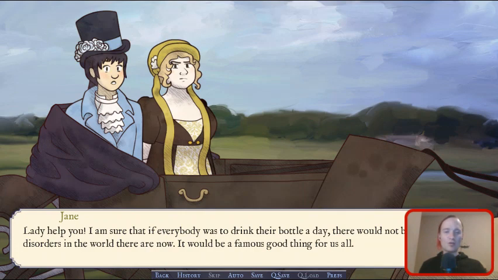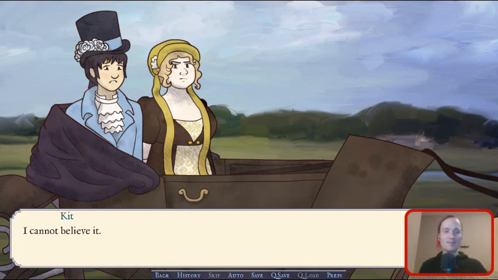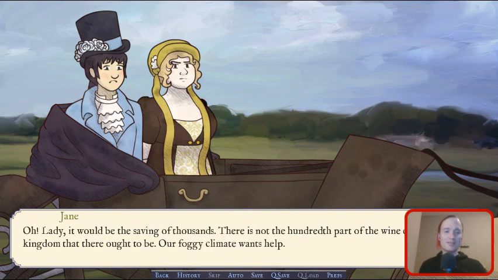I guess there would only be one disorder, which would be alcoholism. Yeah. Uh-huh. I mean, I think she overestimates how much it would cure other disorders. So there'd be alcoholism and all of the other disorders. True. I cannot believe it.